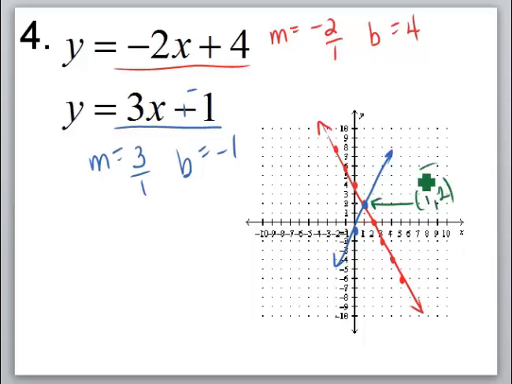You can check your answer by plugging that in. Put 1 in here, put 2 in here. Negative 2 times 1 is negative 2. Negative 2 plus 4 is 2. That does work. Plug in 1 here, plug in 2 here. 1 times 3 is 3, plus negative 1 is 2. So they do check out, and it does work.